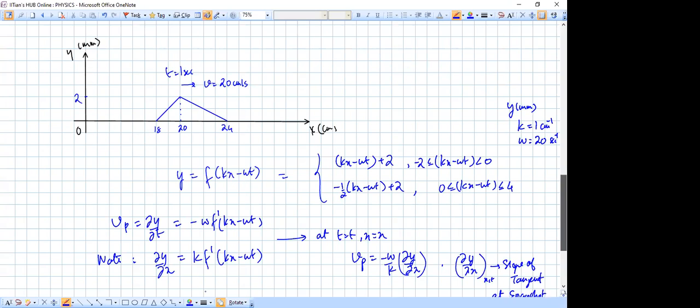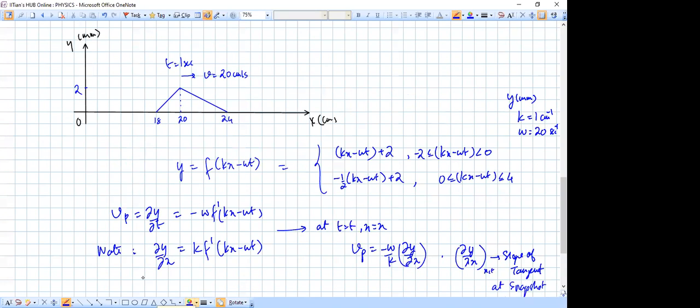Okay, so now if we are looking at the point x equal to 22 centimeters, the slope at this point right now is how much? It is minus half, but remember it is in millimeters per centimeter. So the slope is minus half into 10 raised power minus 1. So it's actually minus 1 by 20.